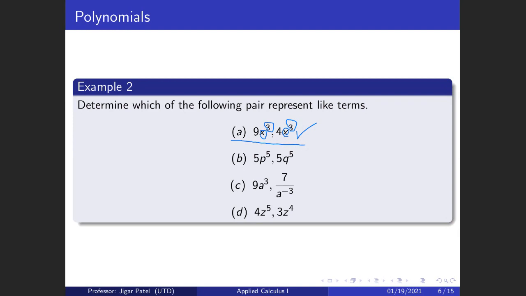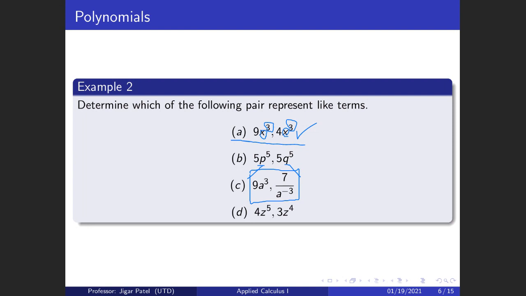Again, two questions you would like to ask. Do they have the same variable? Check the variable part. The variable in the first term is P, the variable in the second term is Q. They are not the same, so these two terms are unlike terms, because they don't have the same variable. Now question number 3. Does this pair represent a set of like terms or a set of unlike terms?